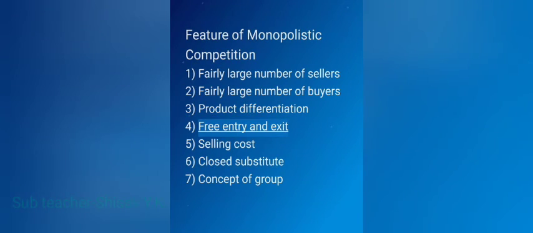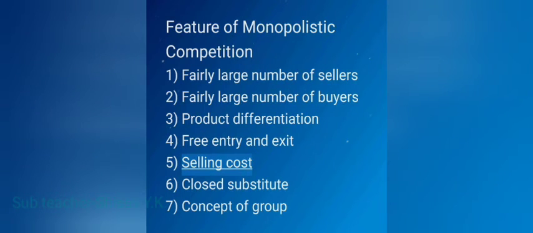Next feature is free entry and exit. Under monopolistic competition, there is a freedom of entry and exit. That is, new firms are free to enter the market if there is a profit. Similarly, they can leave the market if they find it difficult to survive. The next one, selling cost.